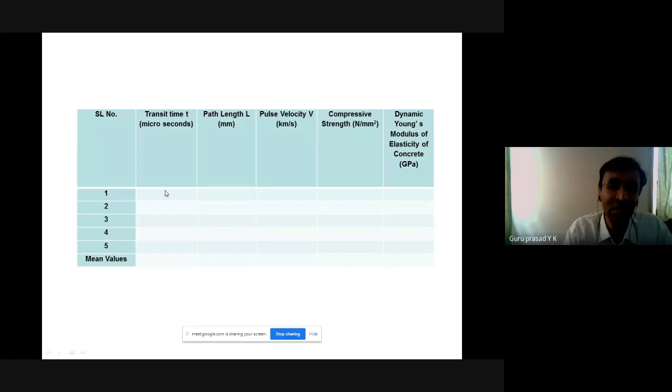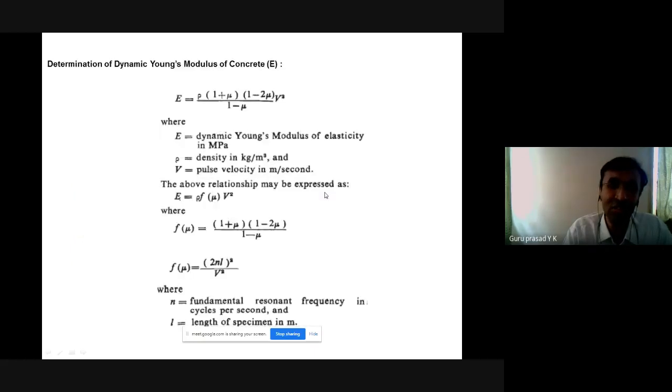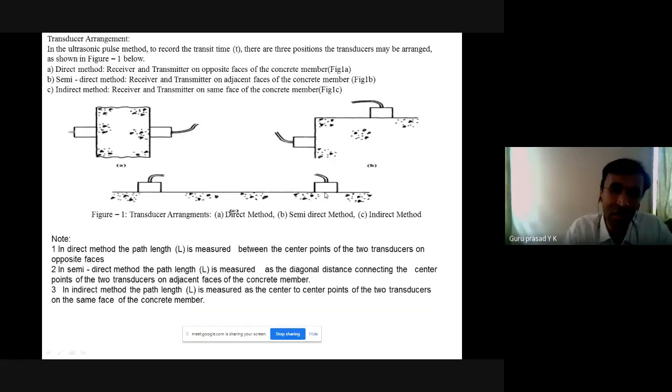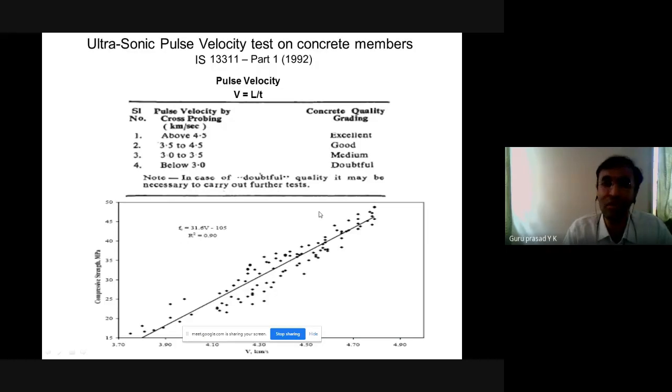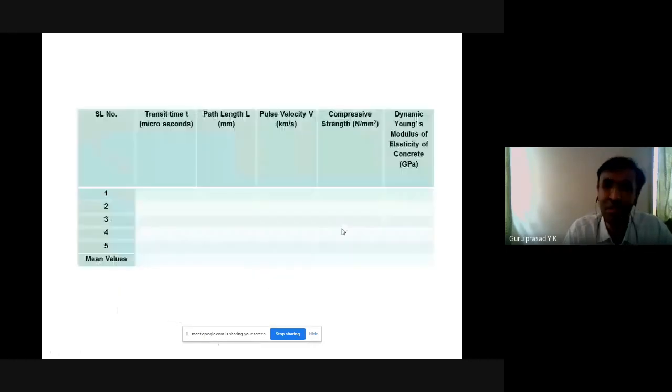Then the transit time is noted down, and from that the velocity is calculated first. Later, when we get back to our office, we can always check the dynamic Young's modulus and the compressive strength based on regression curves like this, which we have. We can always get the compressive strength from the velocity.